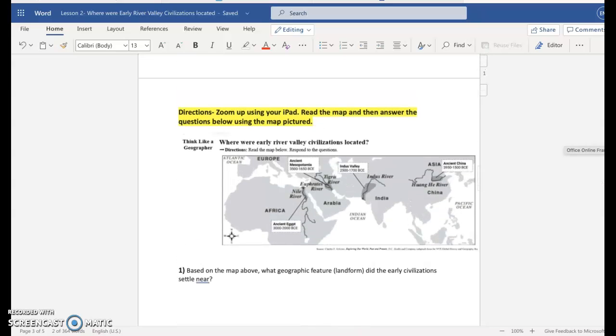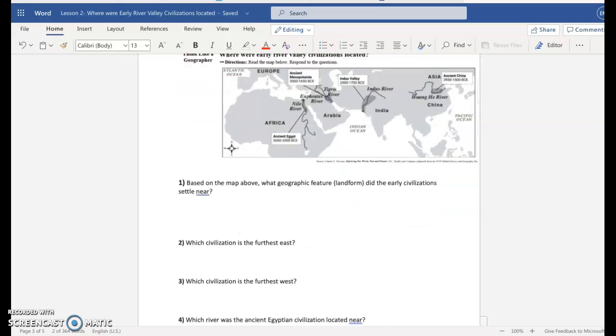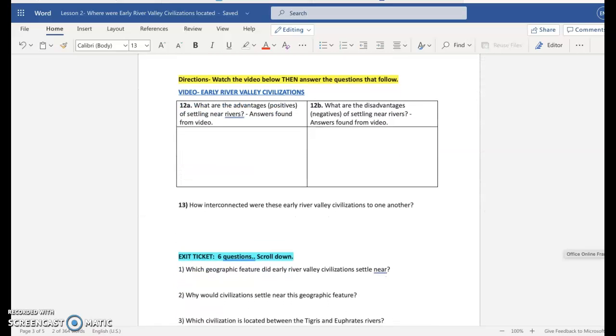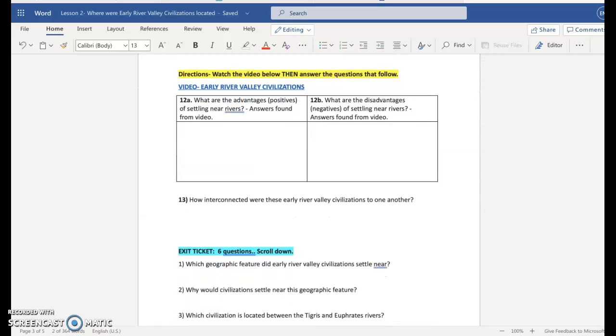So if we scroll back up to our map, and again, zoom in using your iPad, you will be able to tell the different continents. Now, we know China, India, Arabia, those are not continents. Remember, there are 7 continents in the world. So I already referred back to which 3 continents were shown on this map. So look back in the video if you are confused about what the continents are, but they are labeled for you.